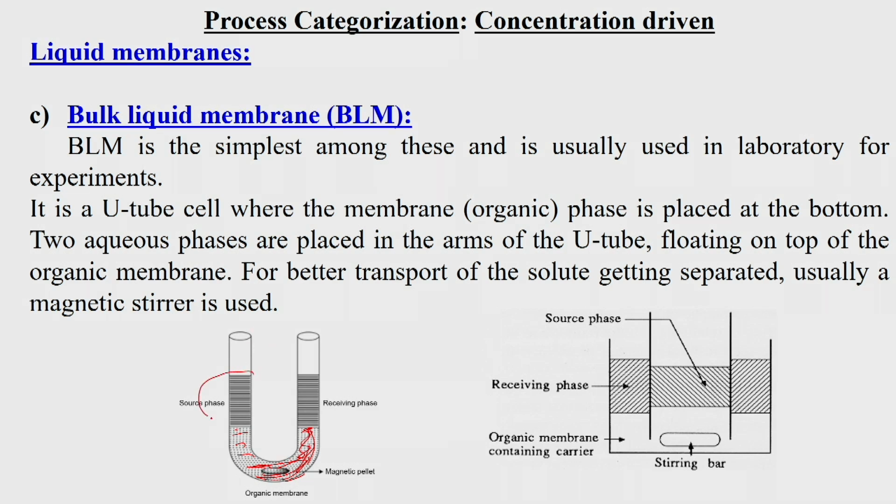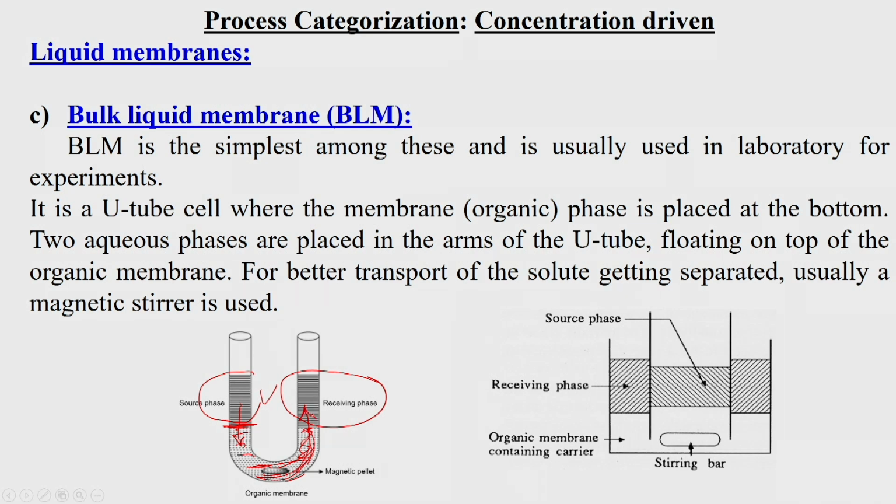Suppose one is the source phase in one arm of this U tube, and another is the receiving phase, floating on the top of the organic membrane like this. In contact with this organic membrane, the target component will be transported from here and then come to the receiving phase.